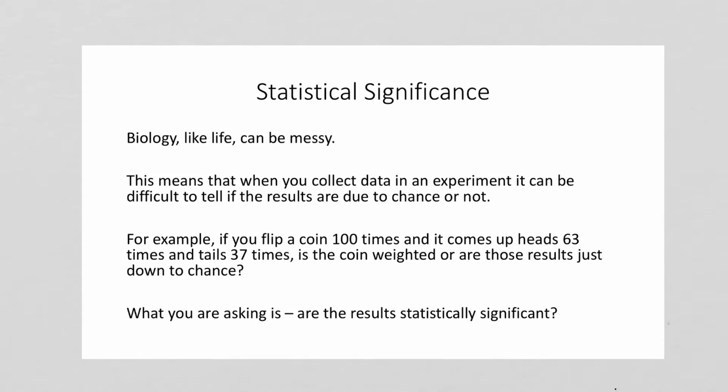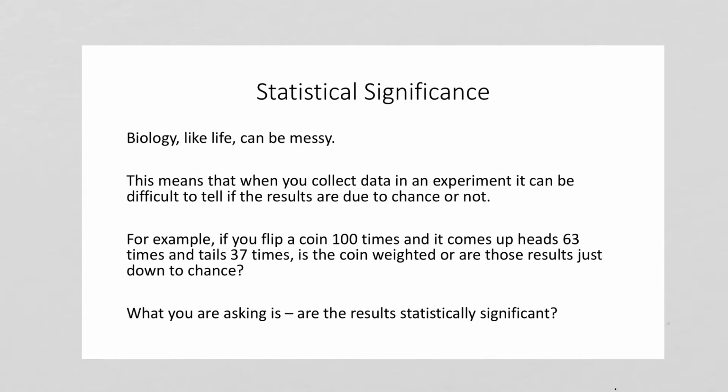You need to be able to tell whether or not the results that you're getting, or when you're comparing one set of results to another, are they actually different, or is it possible that that difference is due to chance? And we're going to use the word statistically significant to mean things are unlikely to have happened by chance.